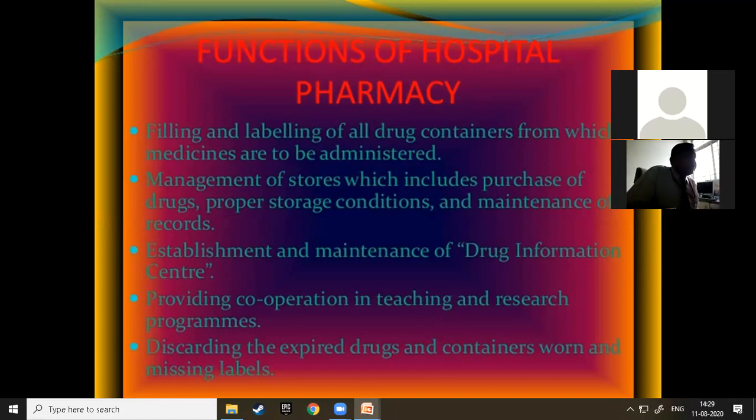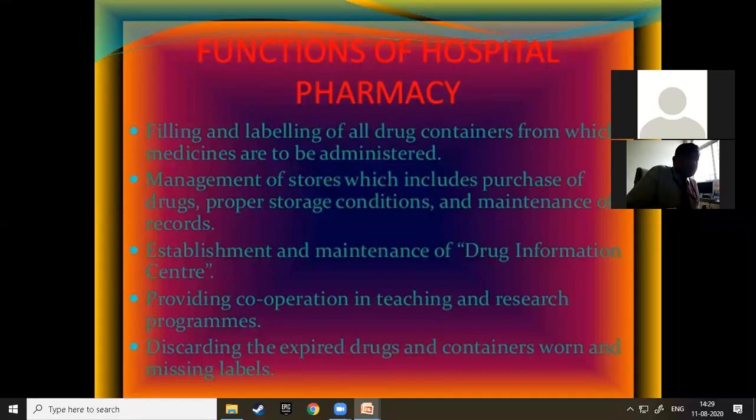This is again a function of hospital pharmacy. Just write down: filling and labeling of all drug containers from which medicines are to be administered.